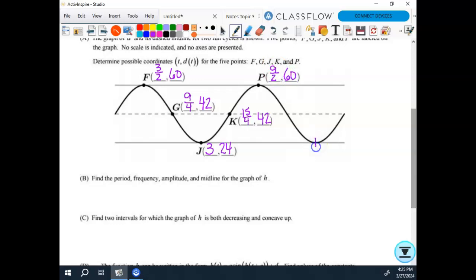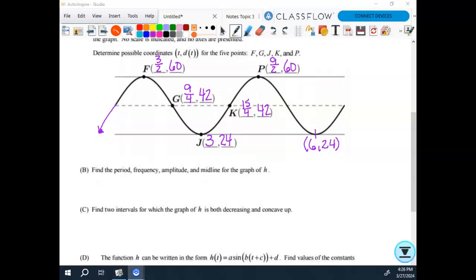Let's see, I guess we also figured out that this was 6, 24, and we had also written that this here is 0.24. Okay, so this says to find the period, frequency, amplitude, and midline. So we kind of found some of that stuff earlier, but I didn't call them those things, I don't think.